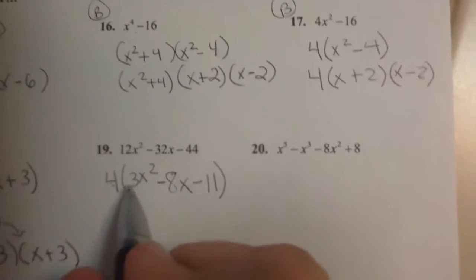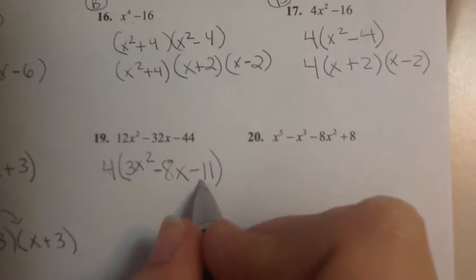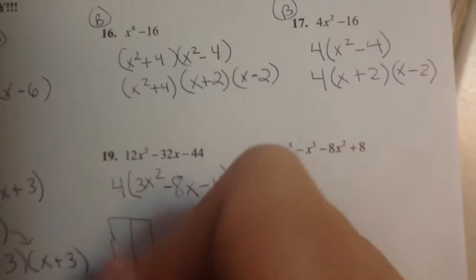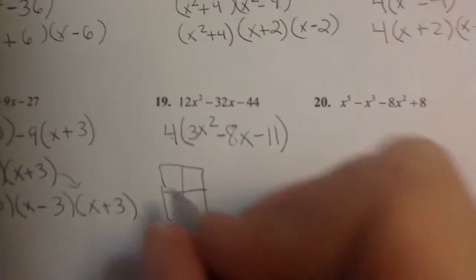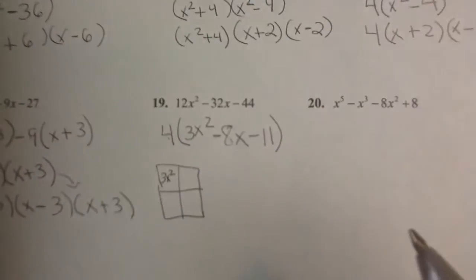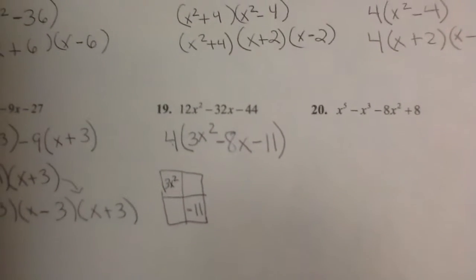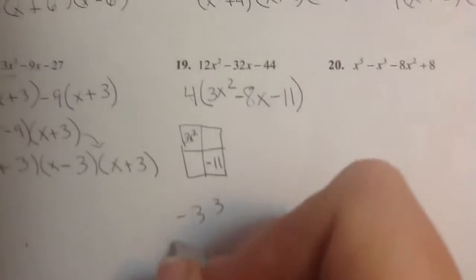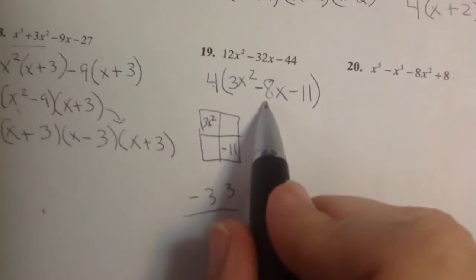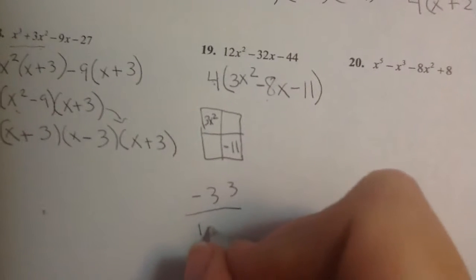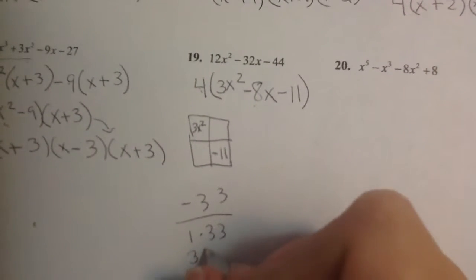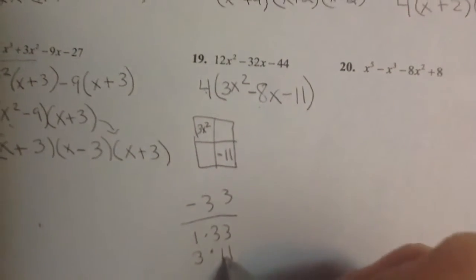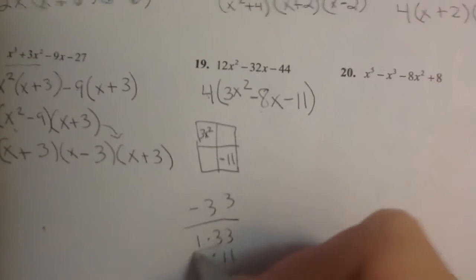Okay, we need to take a look because this now is still a trinomial and we need to see if our box method works or if we're done factoring. 3x squared, our first number, -11, our last number. 3 times -11 is -33. We're going for 8 here. So we know there's 1 and 33, 3 and 11. One is positive, one is negative. 11 minus 3 is 8.